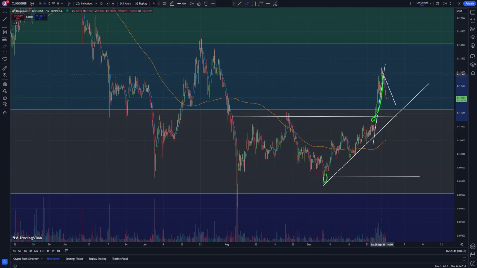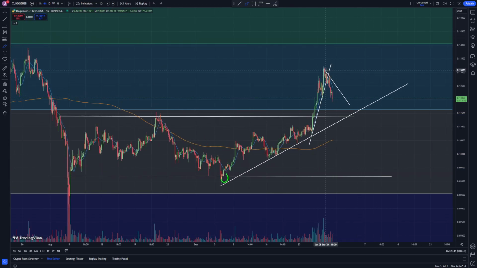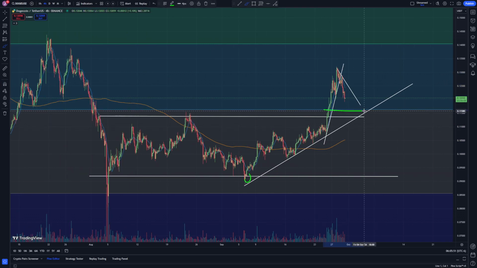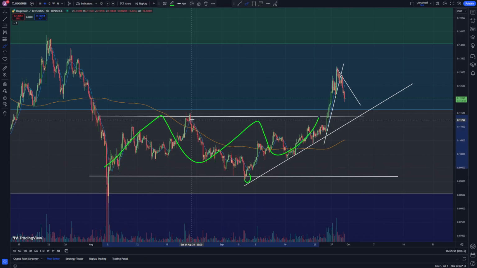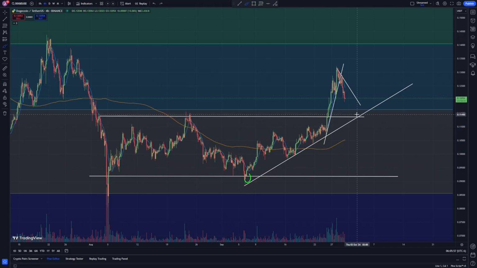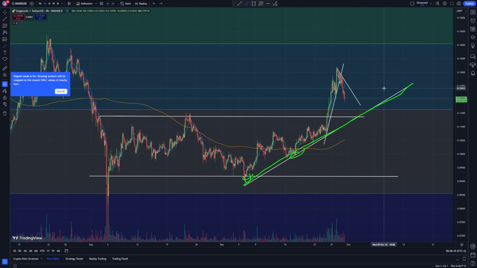We broke out of that, got a nice little pump, and then started to cool off and started to head down, it looks like. So yeah, the Fibonacci retracement level and the top of the channel are the next spots that I'm looking at. Both of those levels kind of line up with this other trend line that I was just talking about, which we had support, support, support on. Maybe we'll get a bounce right there and start heading back up.